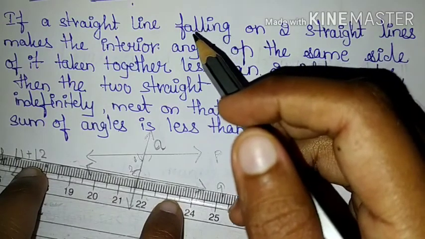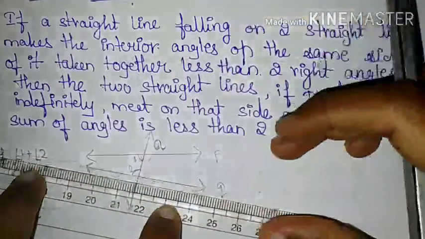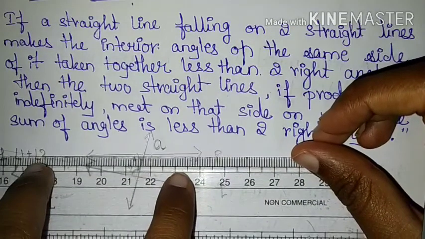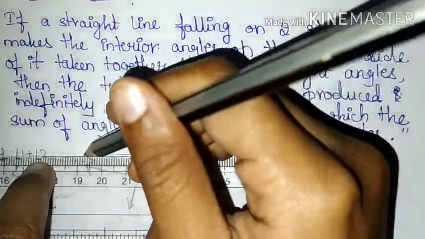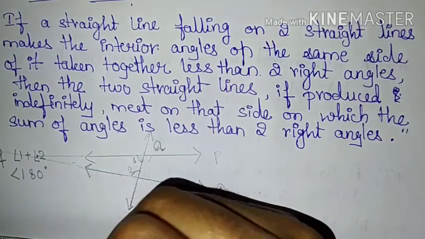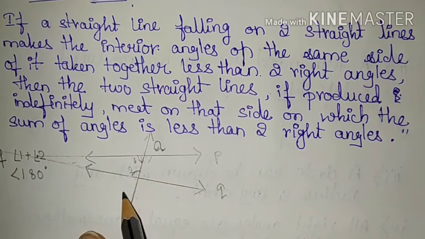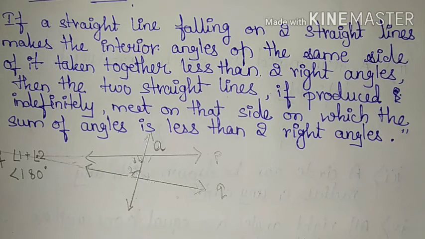So if I were to produce these lines like this, let's produce them, see here, they will definitely meet each other. So that is what Euclid's postulate says. If the sum of the interior opposite angles is less than two right angles, that is, if it is less than 180 degrees, then the lines meet each other. When the lines meet each other, they are not parallel.